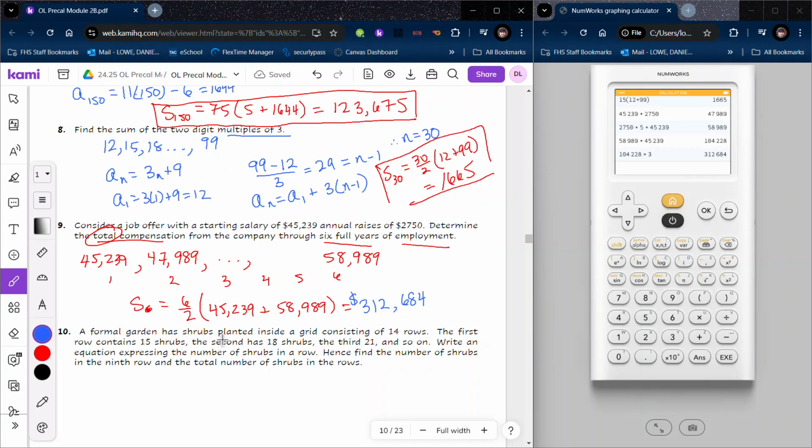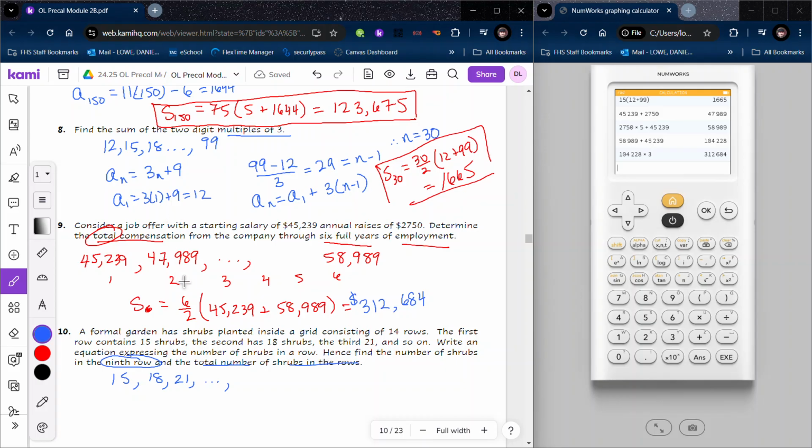And our last problem, looking at a little bit of applications of these arithmetic sequences and series. A formal garden has shrubs planted inside a grid consisting of 14 rows. The first row has 15 shrubs, the second row has 18 shrubs, the third 21, and so on. Write an equation expressing the number of shrubs in a row, and then hence find the number of shrubs in the ninth row and the total number of shrubs in the rows.